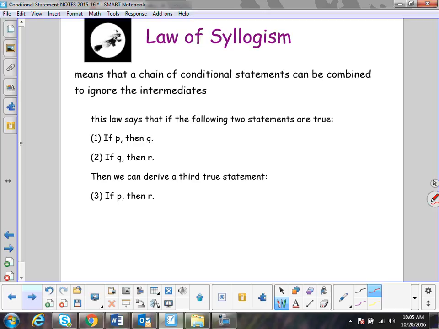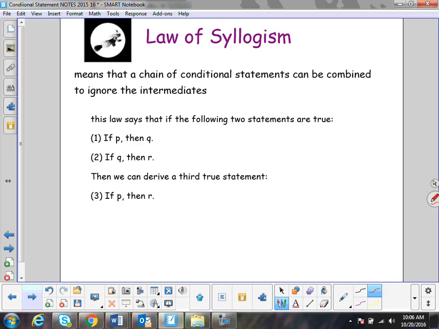Law of syllogism. Okay, this means that a chain of conditional statements can be combined to ignore the intermediates. So when you see the example, it'll sound a little bit better. You can combine a chain of conditional statements, which could be more than what we're going to do. It could be like, if this, then this. Well, if that thing that just happened, then this could happen. Well, what if that happens, then this could happen. So it could be a chain, and then that way you can just get the result from the beginning to the end.